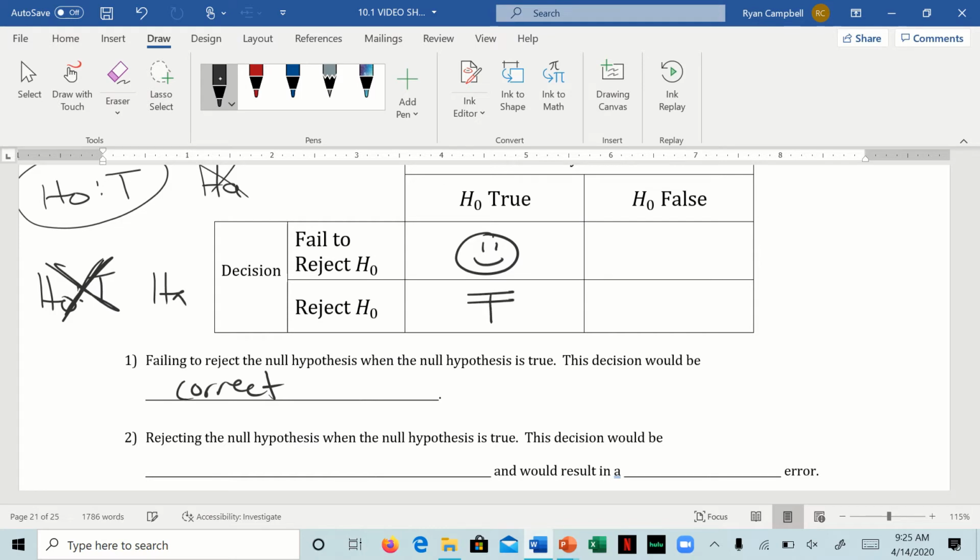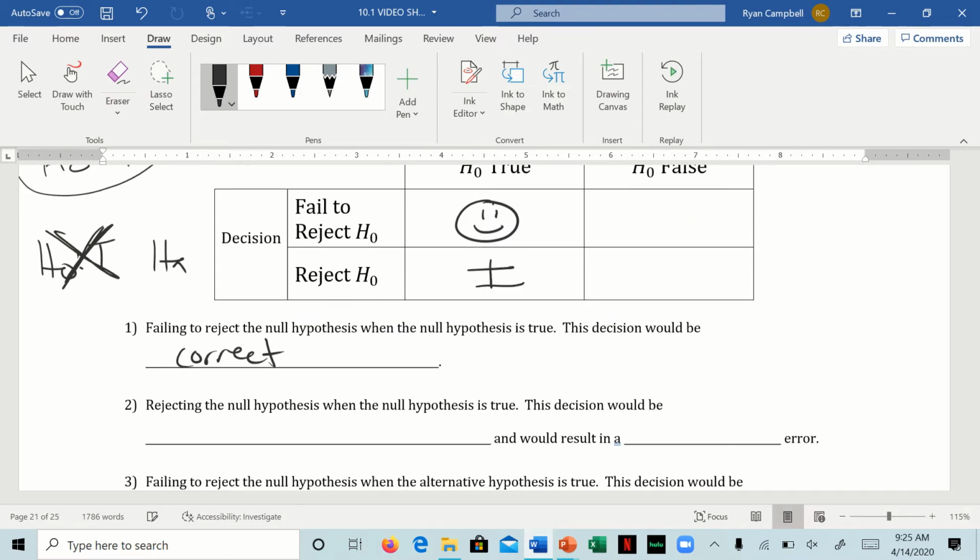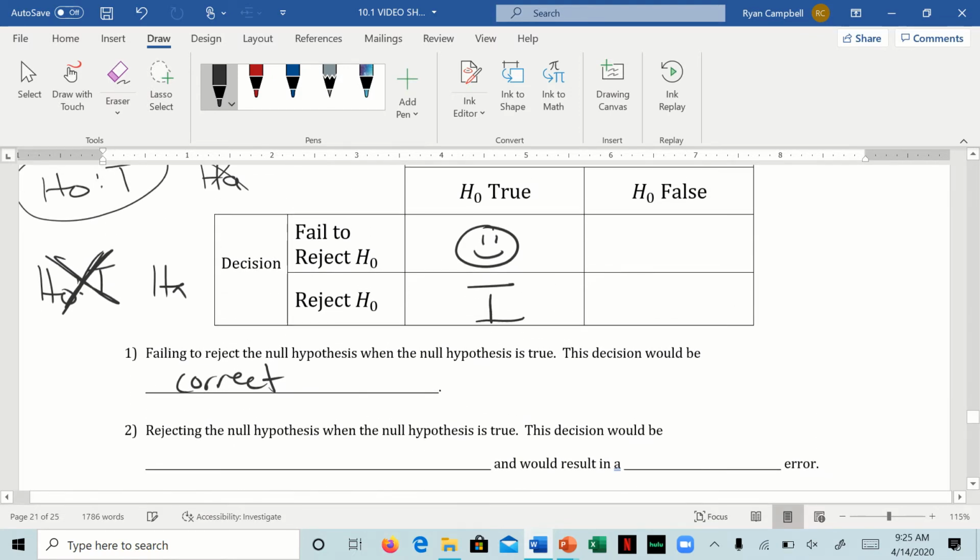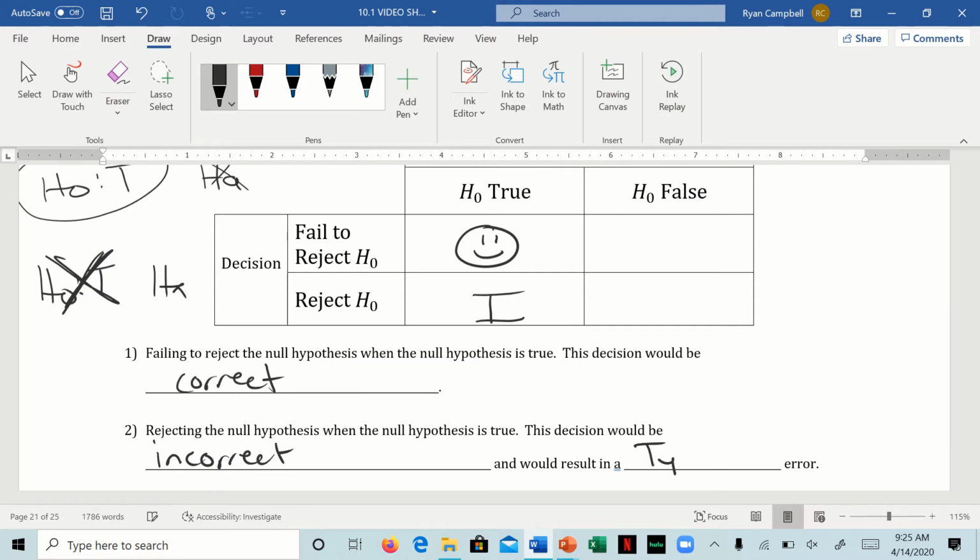And so what we call that would be a type 1 error. So that would be incorrect, right? We have done something incorrect, and that would be a type 1 error. So a type 1 error means that you rejected the null hypothesis, but the null hypothesis was actually true the whole time.